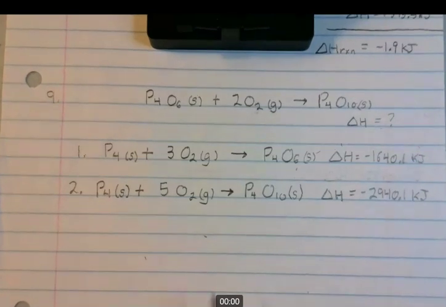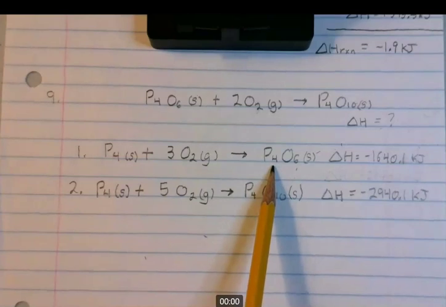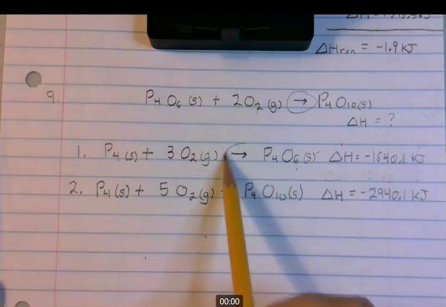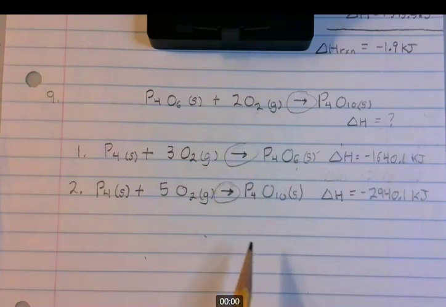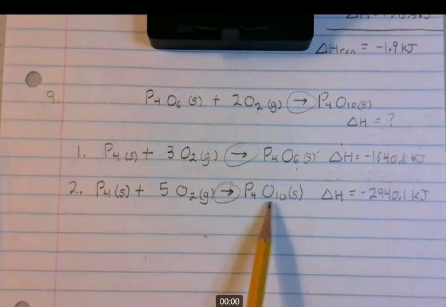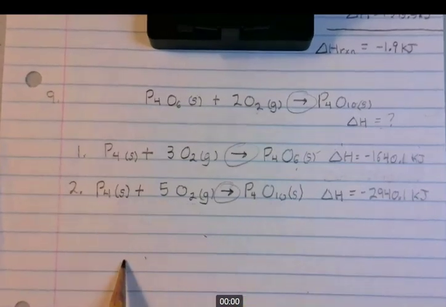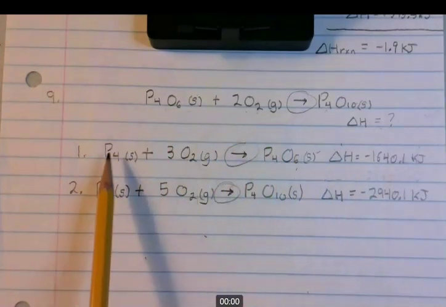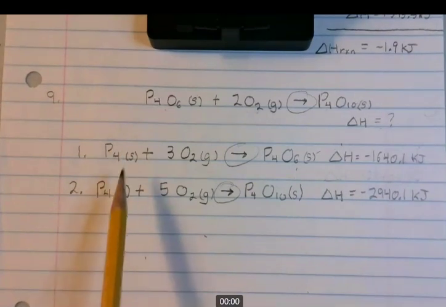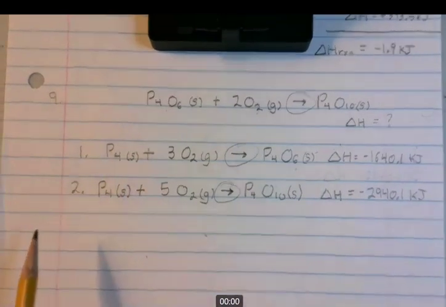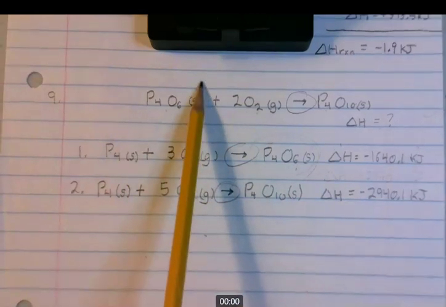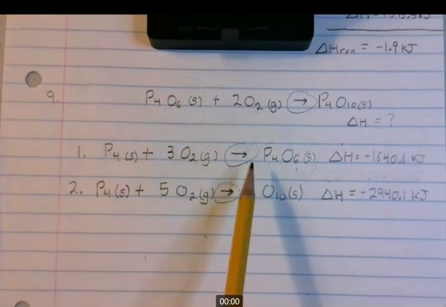So what we see is we have P4 plus 3O2 going to P4O6 here. And again, I'm going to circle the arrows to be clear which side is which. And there we have P4O10 and oxygen and P4. So we don't see any P4 up here in the target, so we know that these P4s have to cancel out. The only way to do that is to make one of these two equations reverse. Since we have P4O6 on the right-hand side of equation 1, and it's on the left-hand side of our target equation, we're going to reverse equation 1.